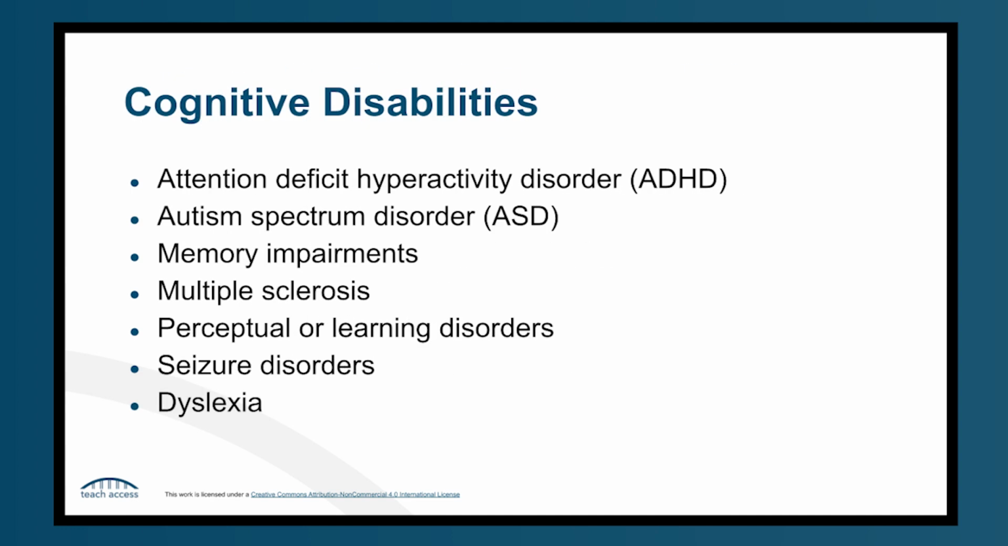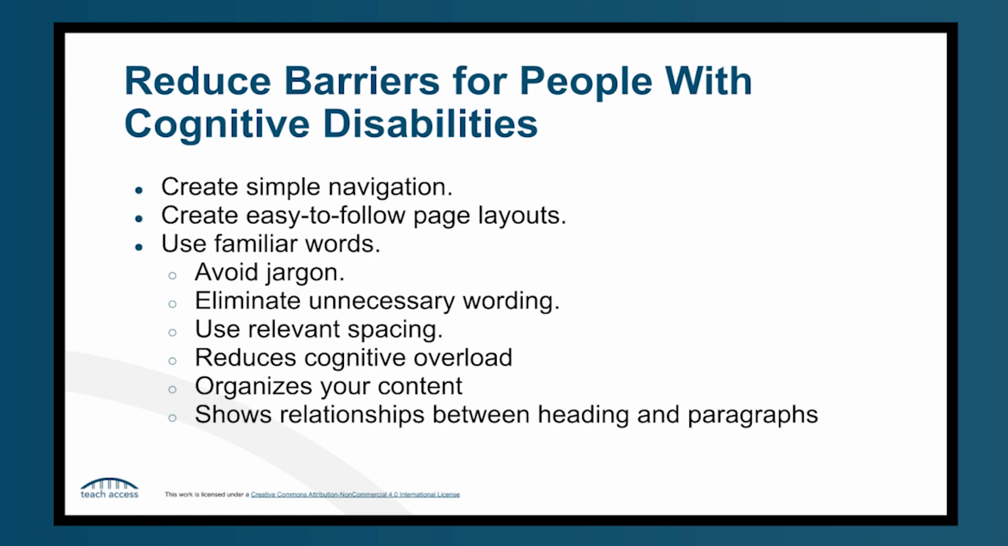Cognitive disabilities are attention deficit hyperactivity disorder, autism spectrum disorder, memory impairments, multiple sclerosis, perceptual or learning disorders, seizure disorders, and dyslexia. To reduce barriers for people with cognitive disabilities, create simple navigation and easy-to-follow page layouts. Use familiar words, avoid jargon, and eliminate unnecessary wording. Use relevant spacing because it reduces cognitive overload, organizes content, and shows relationships between headings and paragraphs.